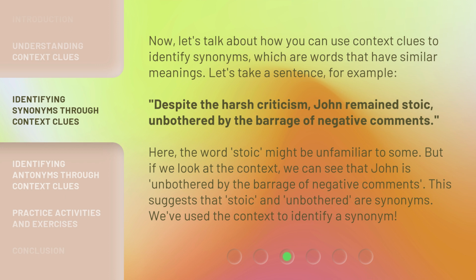But if we look at the context, we can see that John is unbothered by the barrage of negative comments. This suggests that stoic and unbothered are synonyms. We've used the context to identify a synonym.